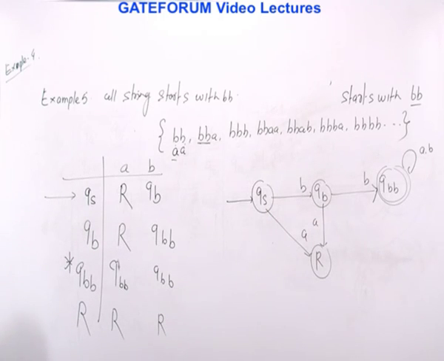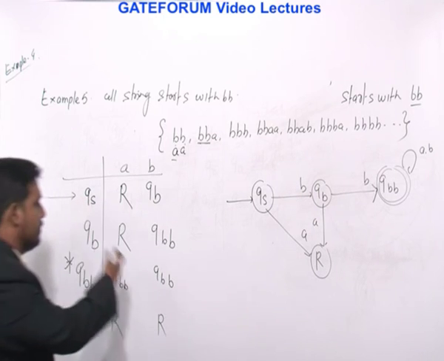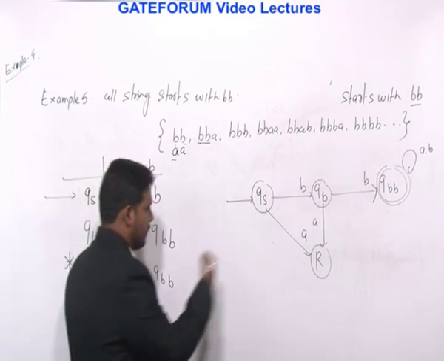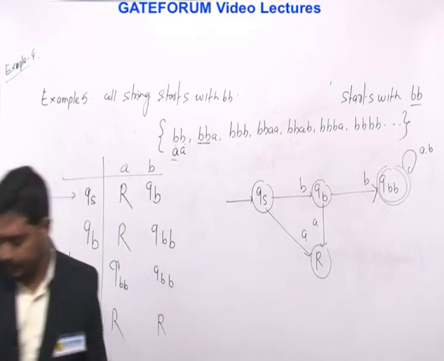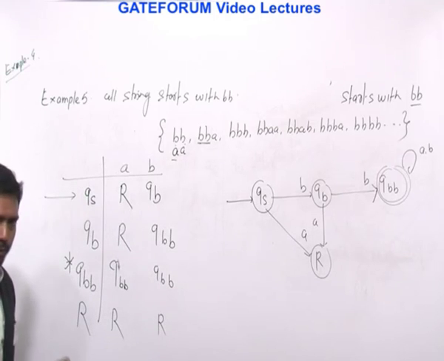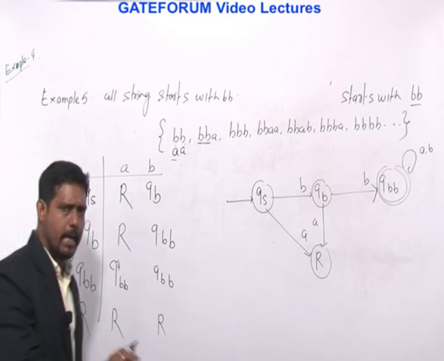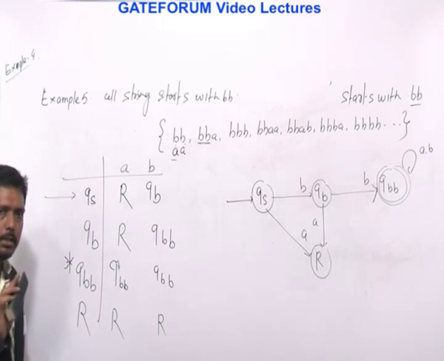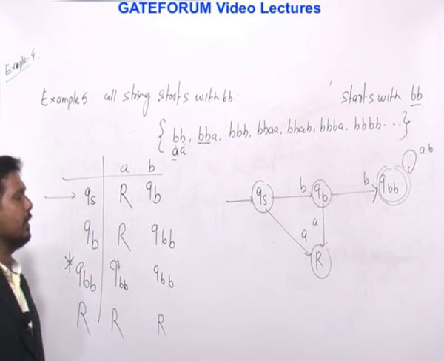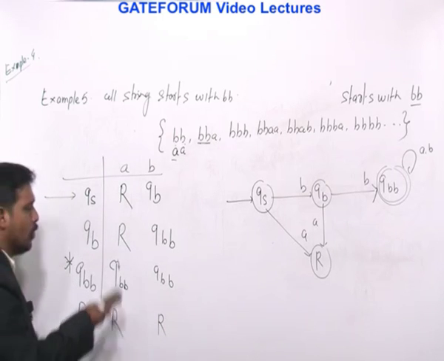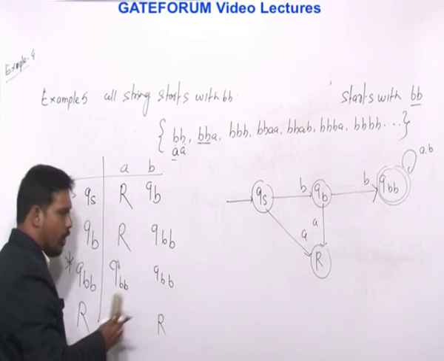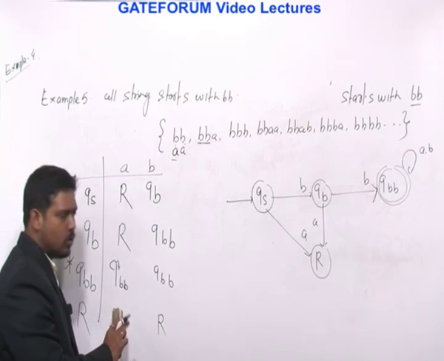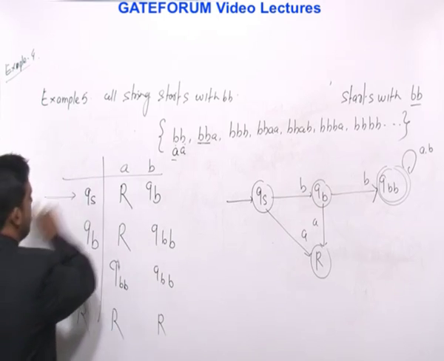Starts with double B, this is the language, and this is the table, and this is the diagram for it. It's up to you. Once you start feeling comfortable, then directly go and draw the diagram. But here you can keep track whether you're designing the machine as a DFA or not. No multiple entry, and in all places no blank space. No blank space, DFA.